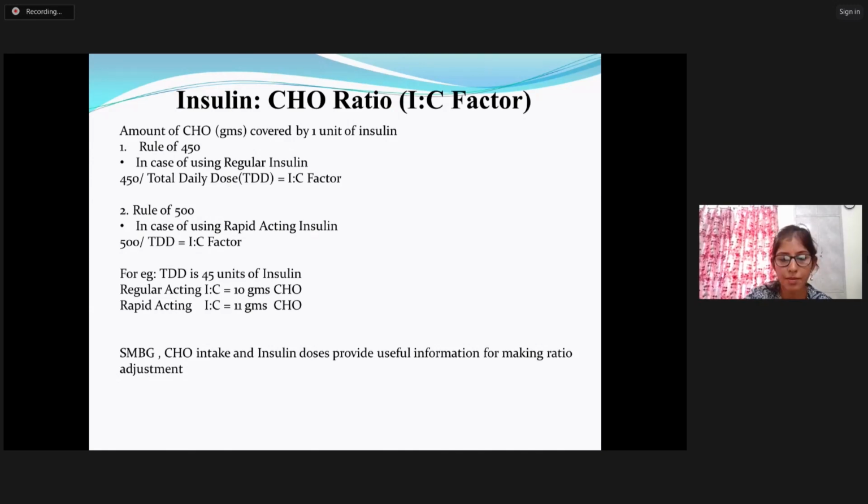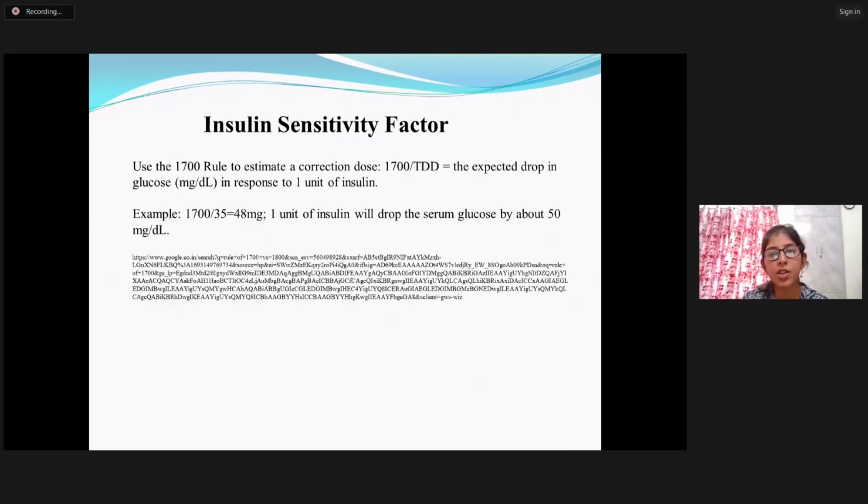Insulin sensitivity factor or the correction factor is the rule of 1700, which is divided by the total daily dose, and will actually give us how many mg/dl of glucose will come down with 1 unit of insulin. If you look into the example, 1700 divided by 35, which is again the total daily dose, will come as around 48 mg. So roughly around 50 mg per dl with 1 unit of insulin will drop the blood glucose level.